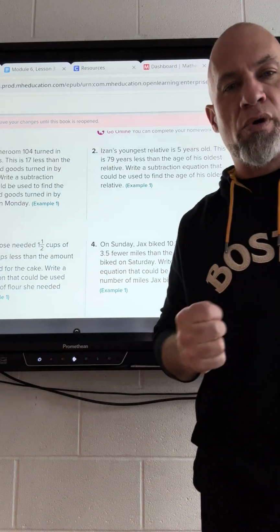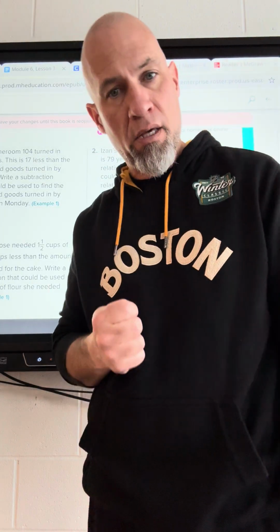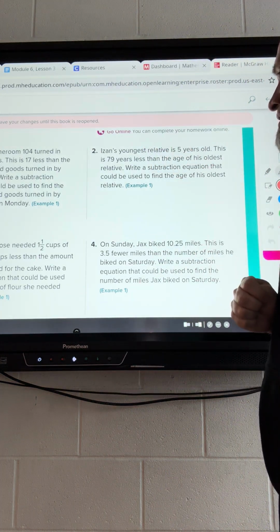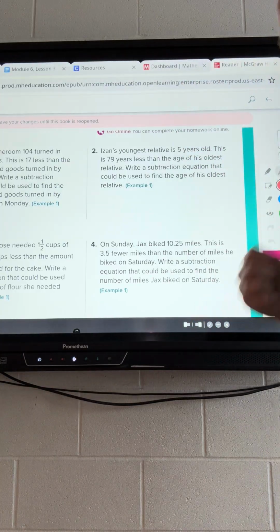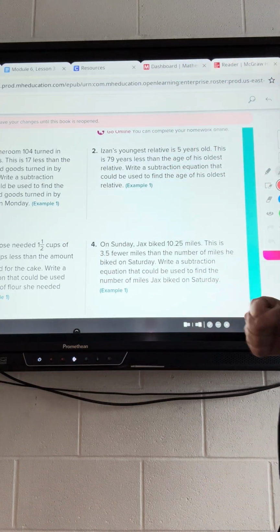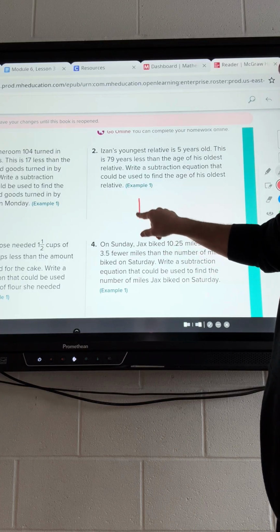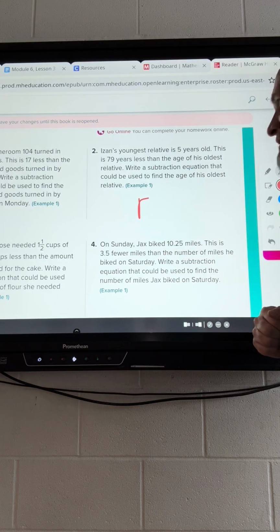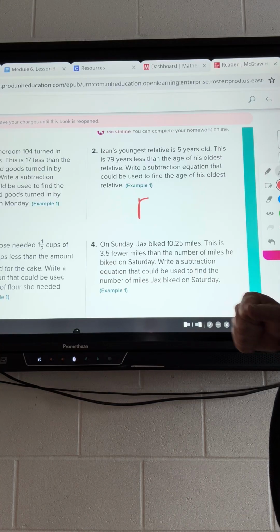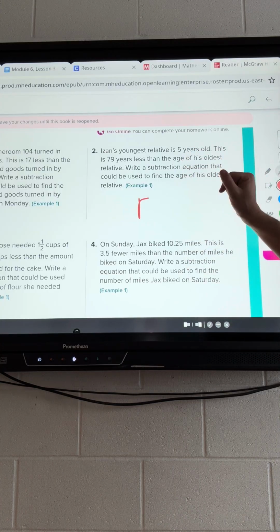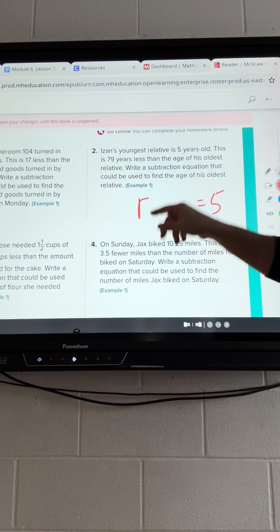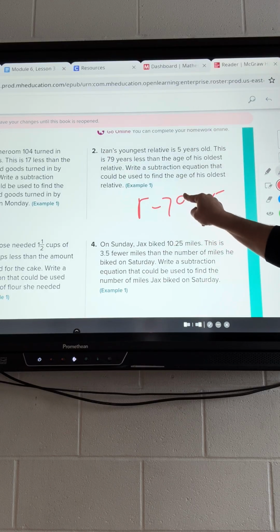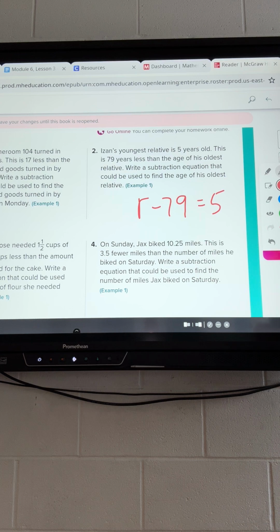First thing we want to figure out is what do we not know? So we don't know the age of his oldest relative. That's what's missing. We know that the youngest relative is 5, and that is 79 years less than the age of the oldest relative. So the oldest relative, let's use R. That is the age of the oldest relative. And we know that 5 is 79 years less than the age of his oldest relative. So 5 is equal to 79 years less than R. And we'd show that with R minus 79 is equal to 5.